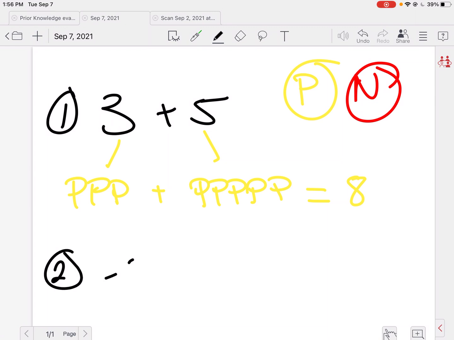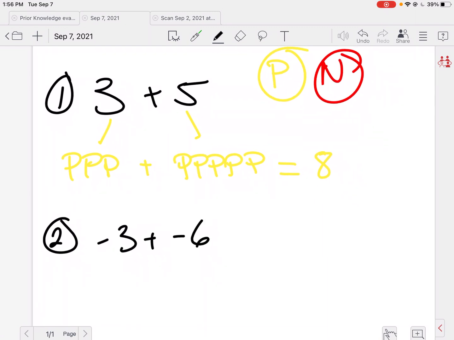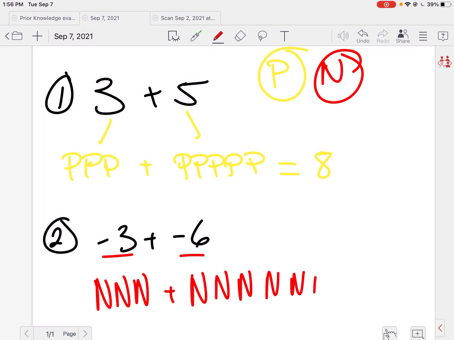Okay. Let's practice with another number. So if we have like -3 plus -6, now this time I'm going to use my N's because I have a negative and a negative. So 3 negatives plus 6 negatives, okay, would mean I have 9 negatives, or my answer would be -9. Okay, so again, I showed my work with my P's and N's.